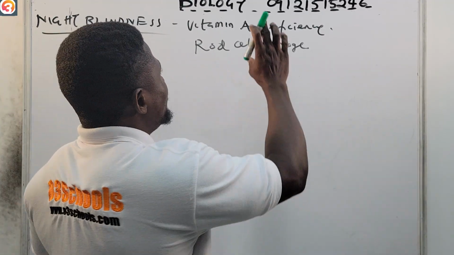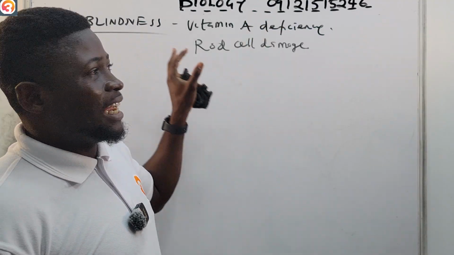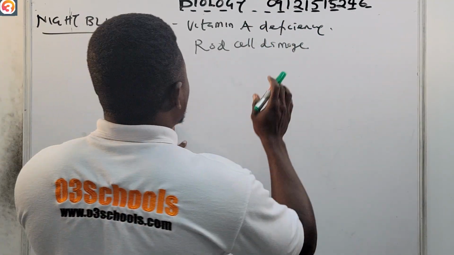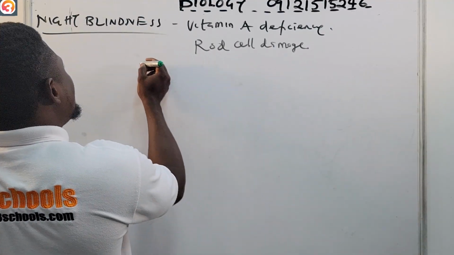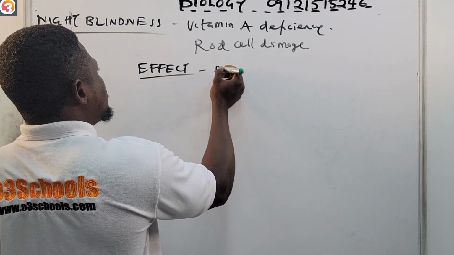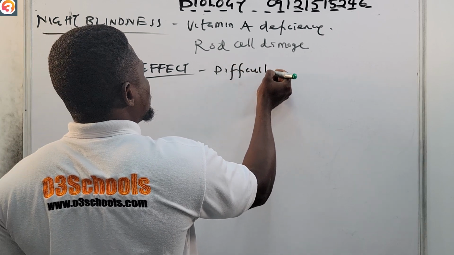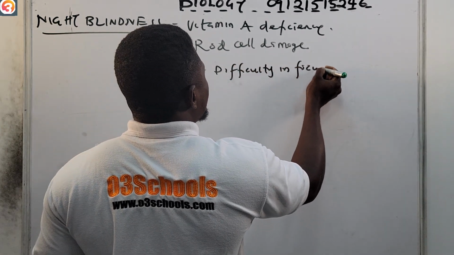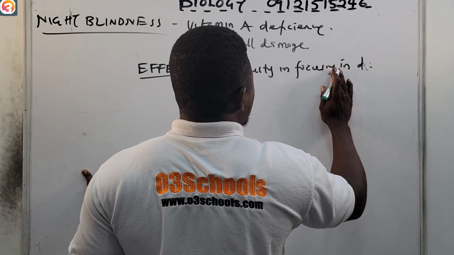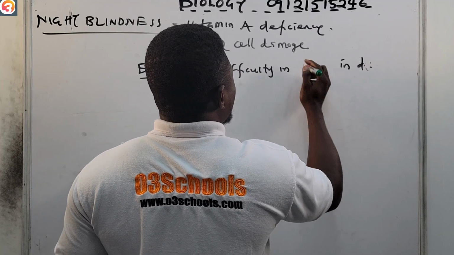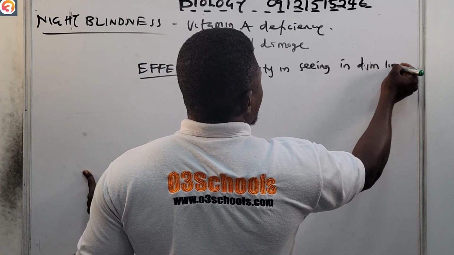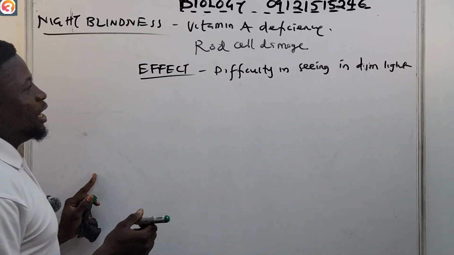So deficiency of vitamin A causes night blindness. When the rod cell is damaged, it also causes what? Night blindness. So the effect is that you have difficulty focusing, or seeing, in what? In dim light.